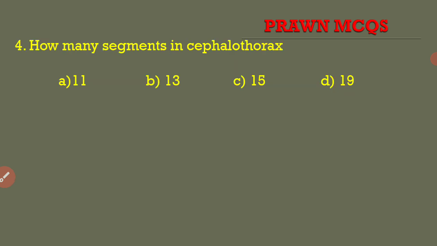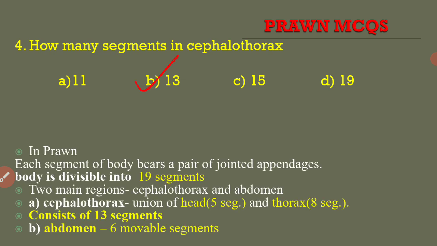Number 4, how many segments in the cephalothorax? The cephalothorax region comprises how many segments? They have 13 segments. The cephalothorax region is a combination of the head and thorax regions. The head consists of 5 segments and the thorax consists of 8 segments. So in prawn, the cephalothorax comprises a total of 13 segments.